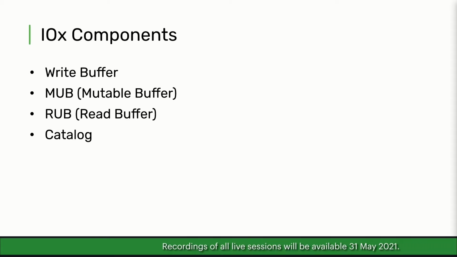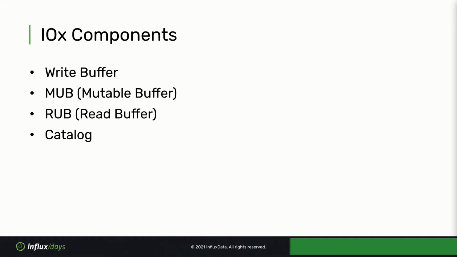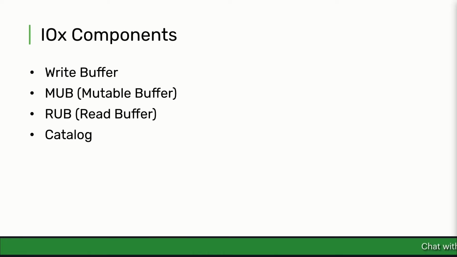And finally, the catalog, which keeps track of all the Parquet files in object storage for a given server, along with summary information about those files. This makes it more efficient for an IOx server to know what it has in object store and to use that data to prune out partitions. Now, our efforts at the moment are primarily focused on the MUB, the RUB, the catalog, query functionality and performance, and the movement of data to and from object storage.